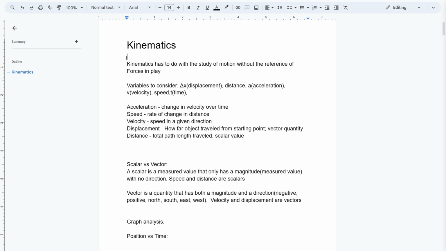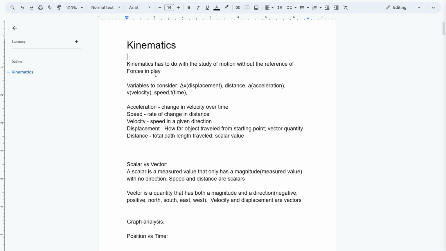So kinematics. What is kinematics? Kinematics is the study of motion without reference to forces in play. So basically, the variables we consider are displacement, distance, acceleration, velocity, speed, and time. So let's define some of these terms.